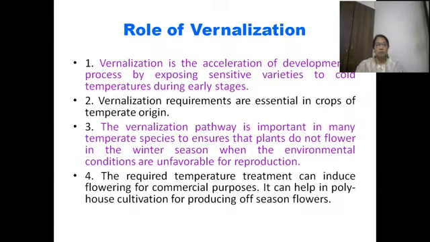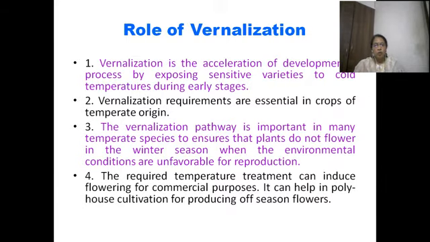You must have seen in pictures that the entire plant is covered by flowers when there is summer season, or you can say spring season. During that time the entire plant is covered because they have already got the motive, or you can say induction, during the winter season. The vernalization pathway is important in many temperate species to ensure that the plant does not flower in the winter season when the environmental conditions are unfavorable for reproduction.